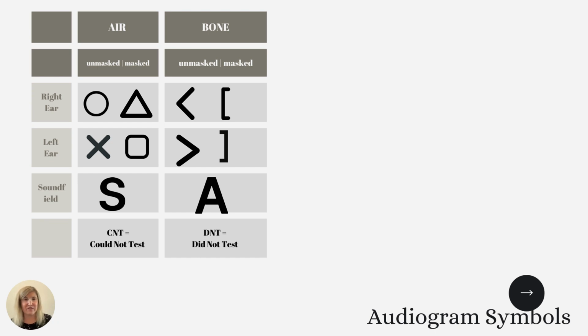Now, masking refers to the fact that the examiner has introduced some white noise or distracting sounds into the non-test ear because it is believed to be helping the test ear. Masking is used to isolate the full potential of the test ear. As you can see, the masked values of the air conduction using the headphones or the inserts are triangle for the right ear, square for the left ear.